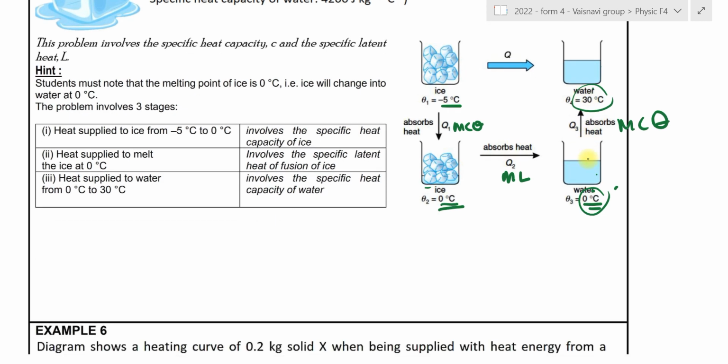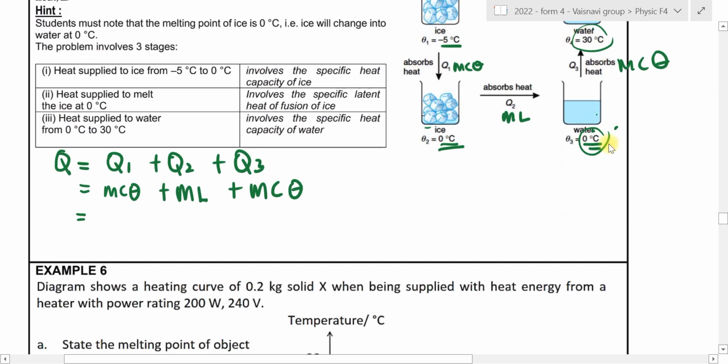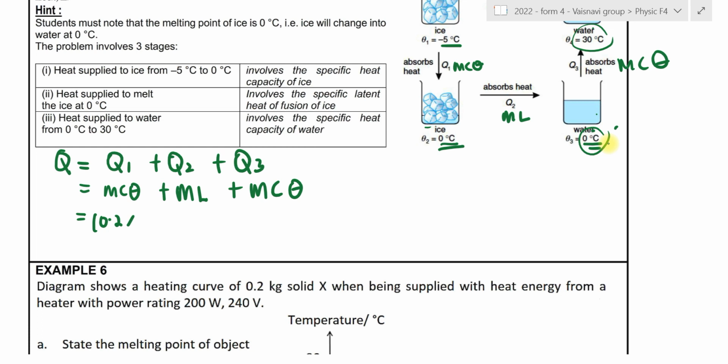Jadi the total Q is equal to Q1 plus Q2 plus Q3. Whereby Q1 you use mcθ plus ml plus mcθ. Okay? Right. Kita buat satu persatu. First one, it is 0.2 kg, right? Okay. 0.2 kg. This one all still the water. So 4,200. The θ is from -5 to 0 degrees Celsius. It increased by 5 degrees Celsius. So times by 5.